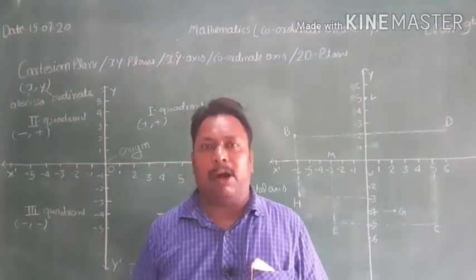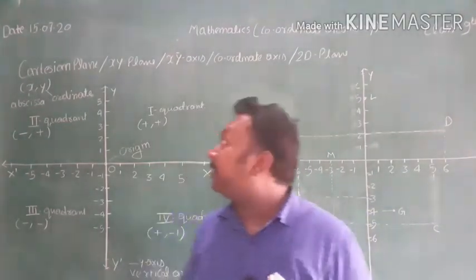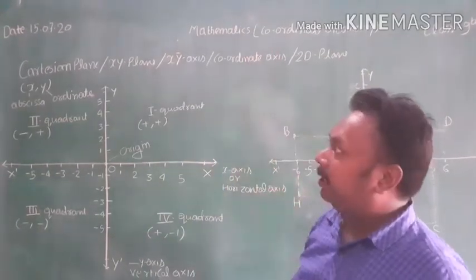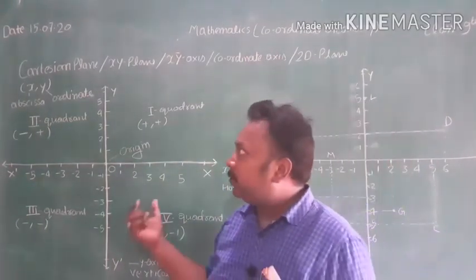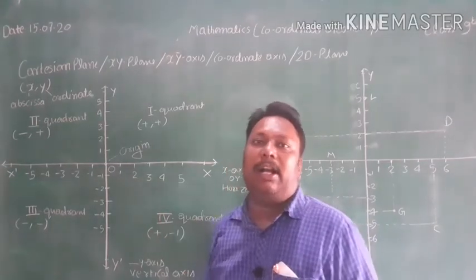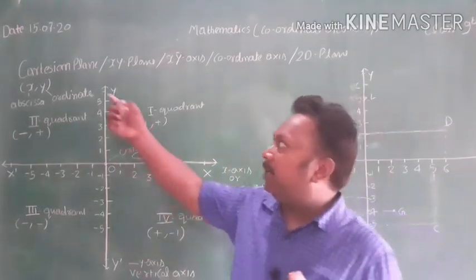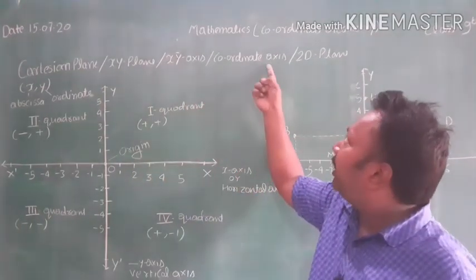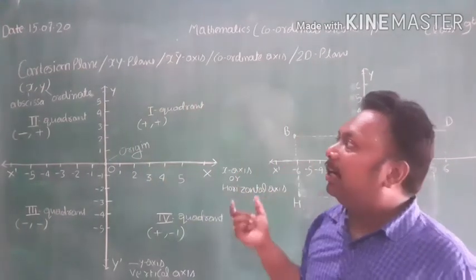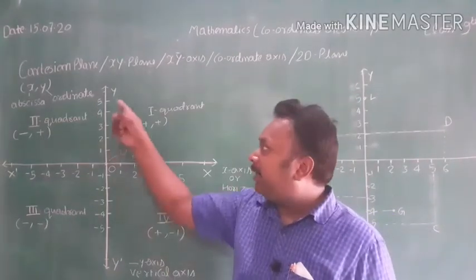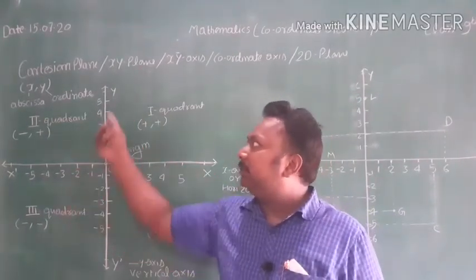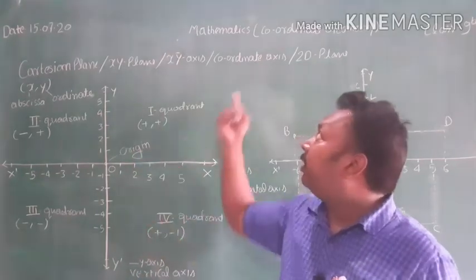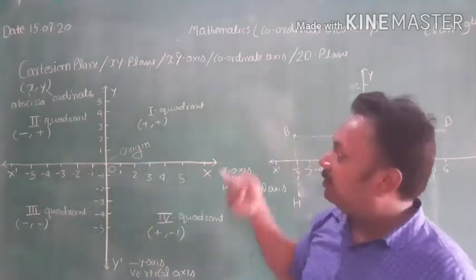Dear students, good morning. In this session, we start a new chapter, that is coordinate geometry, chapter 3. In chapter 3, first we understand what is the Cartesian plane. Cartesian plane, xy axis, coordinate axis and 2D plane are the same thing. That is called Cartesian plane. That is called xy axis and that is called coordinate axis or 2D plane.